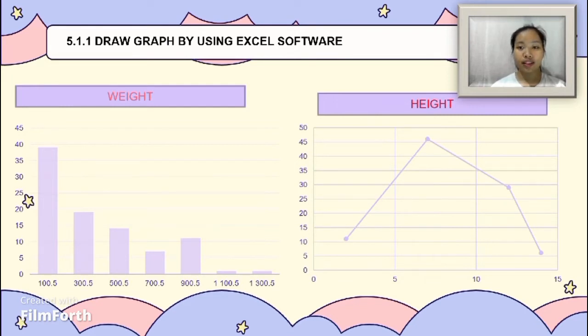And for the height, the line graph, from the above graph, we can see that the x-axis represents the frequency and the y-axis is the midpoint for the height group. The first point must be at the 11 frequency with a midpoint of 2. The last point must be at 14 frequency with a midpoint of 13.